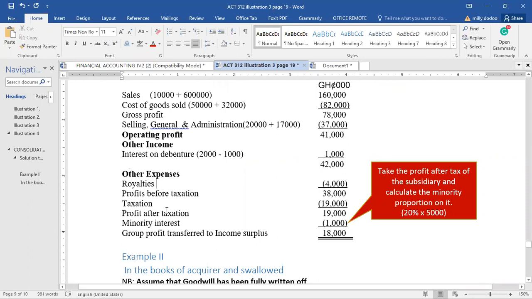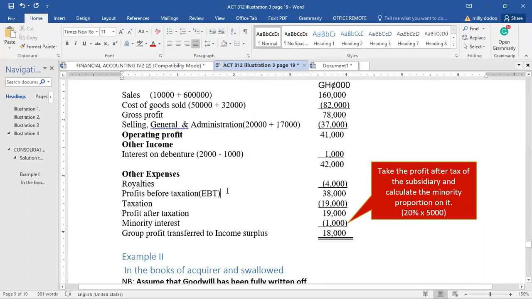My profits before taxation would be the 42,000 minus the 4,000. So this is my profit before tax. And when you see in some books, they will write it earnings before tax. This is it. They will say earnings before tax.